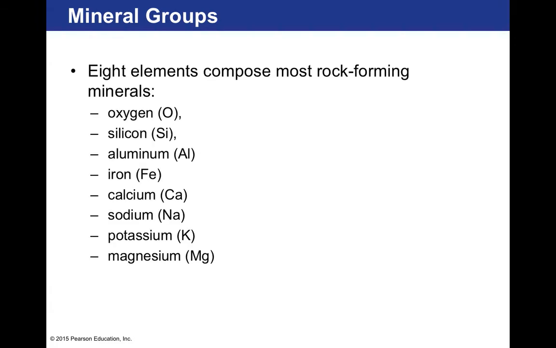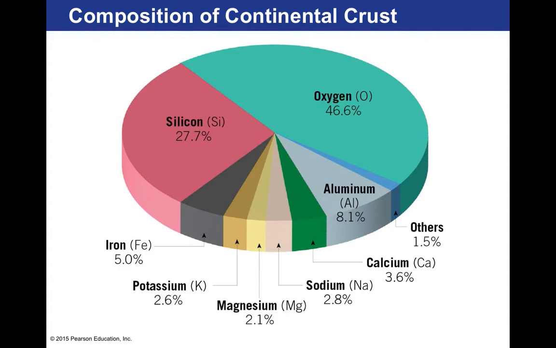All right? And then here are some of the other elements that you would find in the Earth's crust that are rock-forming materials. You have oxygen, silicon, aluminum, iron, calcium, sodium, potassium, and magnesium. And here's a nice little pie chart just showing you the relative percentages by weight that occur in the crust. So you can see, again, oxygen is prevalently there.